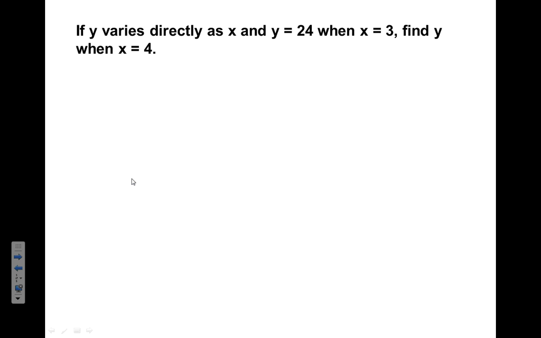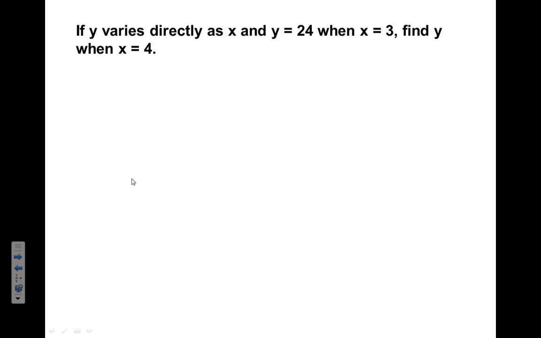So here is one type of question that you're going to see on your homework. If y varies directly as x, and you always have to be told how it varies, because there are going to be 2 different kinds. We're only going to learn direct variation today, but there is another one coming.